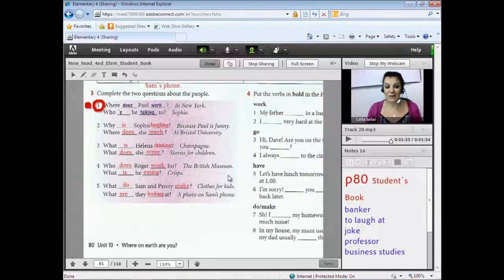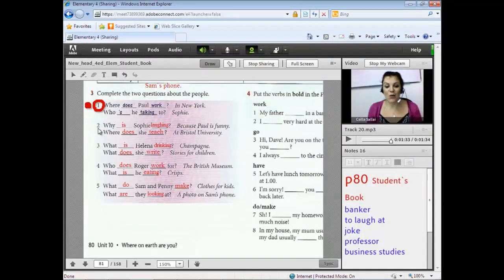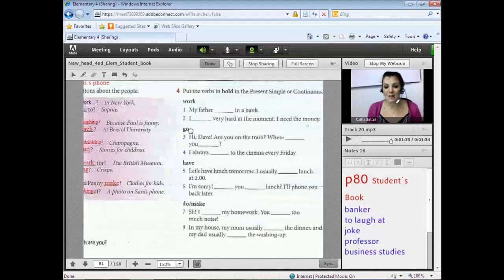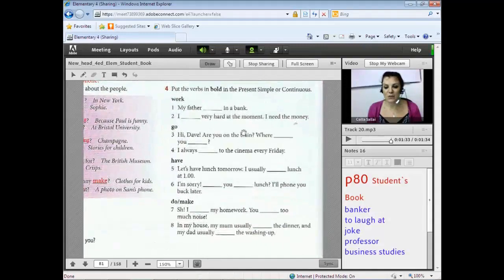Now please look at the screen and check your answers. So in each case, there was one present continuous and one present simple: about something that is happening at the moment and about something that happens in general. I hope you've done well. So now let's move on to exercise number 4, which is still about the present simple and the present continuous.